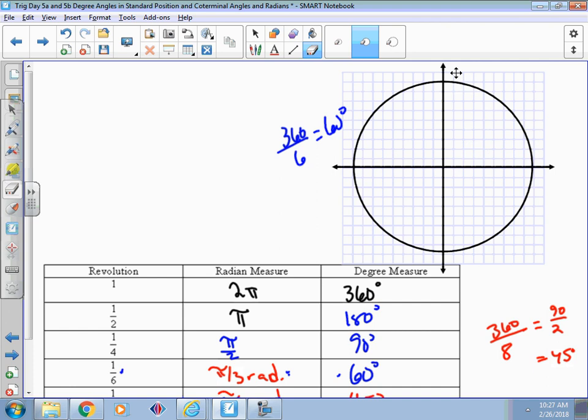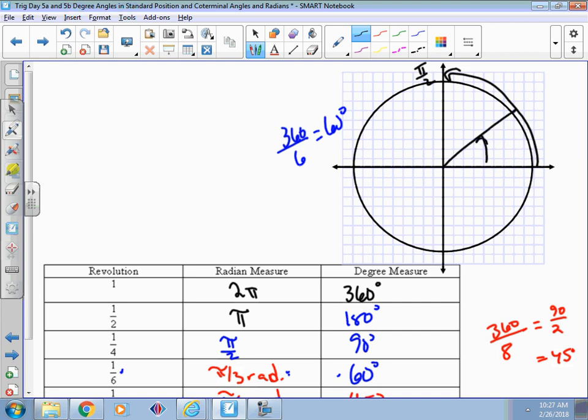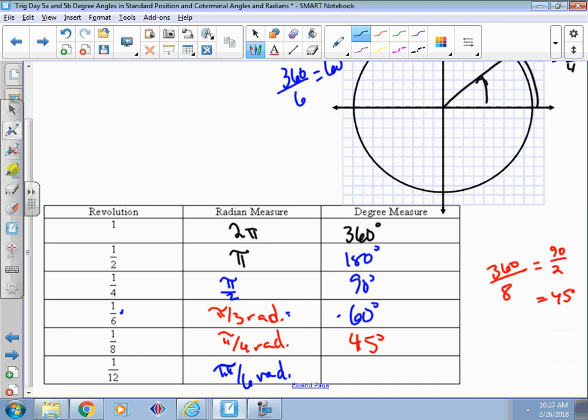In radians, a quarter of the circle was pi over 2 radians, and if I want to cut that in half, well, pi over 2, and I want half of that, that would be pi over 4 radians for that angle measure. So that's why there is an easy way to get from one to the other. 1/12 of a circle, so full circle is 360 degrees, divided by 12, that would be 30 degrees. So 1/12 of a whole circle is in fact 30 degrees.